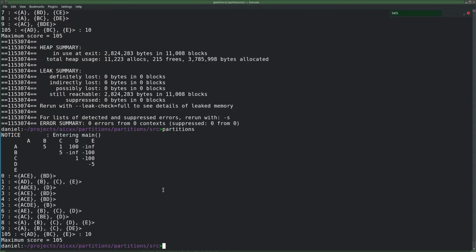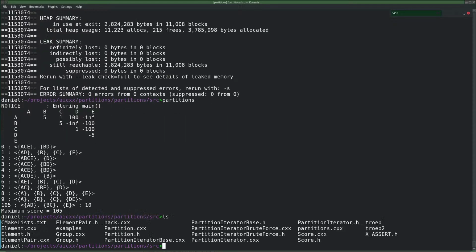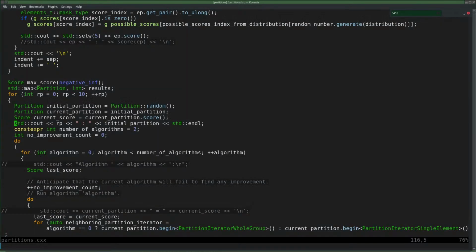But we no longer need to print those starting positions. Let's remove that. Partitions. Oh, well, do I want to print RP? Not even that. Let's do 1000. 10,000 takes a really long time. Maybe I do want to print it. Let's see how long it takes.